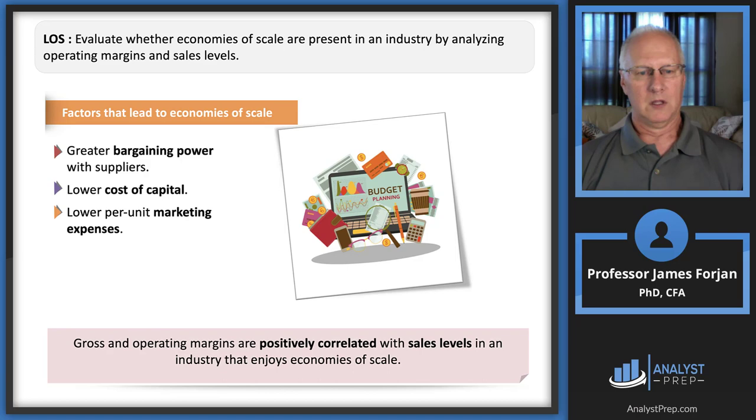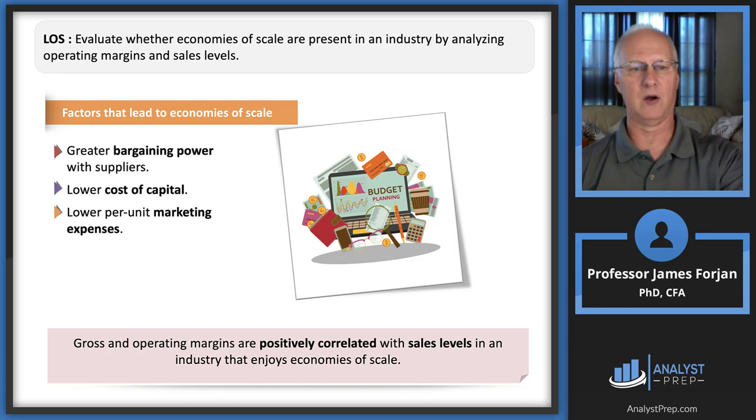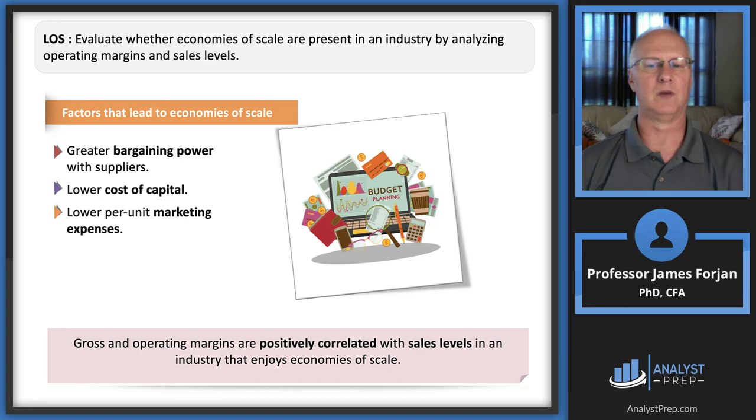I think our bolded comment down there in the bottom box probably sounds like a really good answer to a question. Gross and operating margins. So remember that both gross and operating margins are positively correlated with sales levels in an industry that enjoys economies of scale. So look at that LOS. Evaluate whether economies of scale. So look for a sentence in the vignette that gives you that positive correlation.